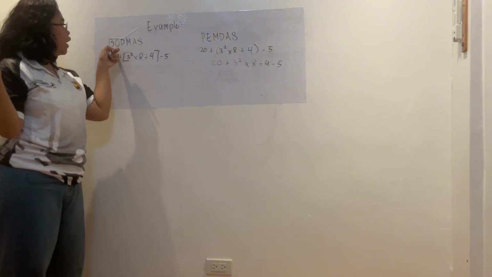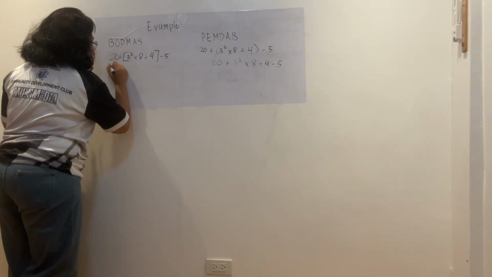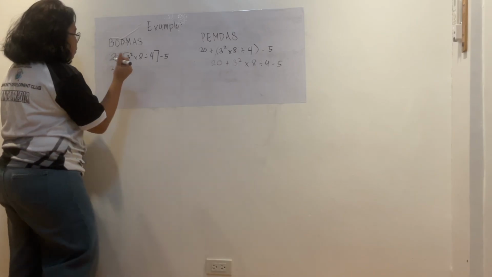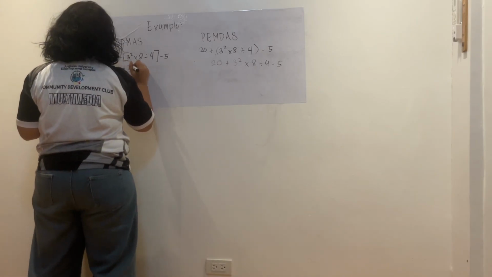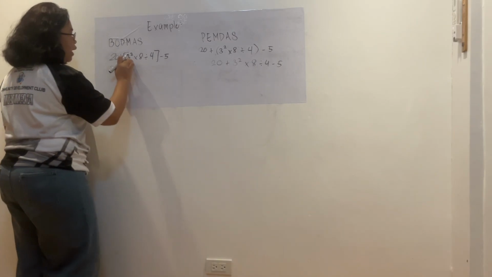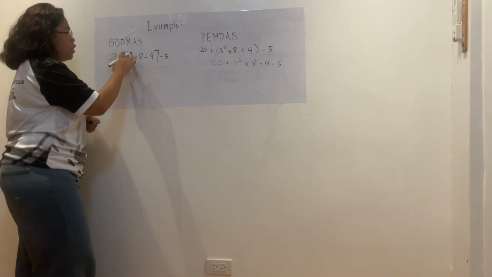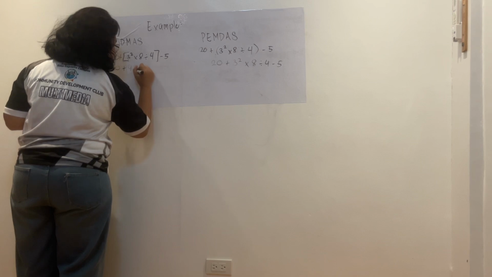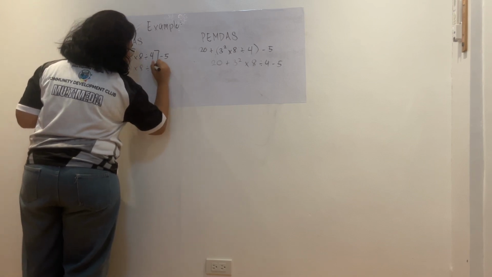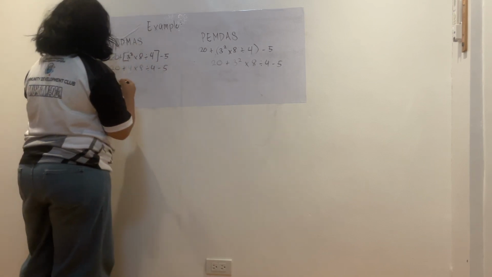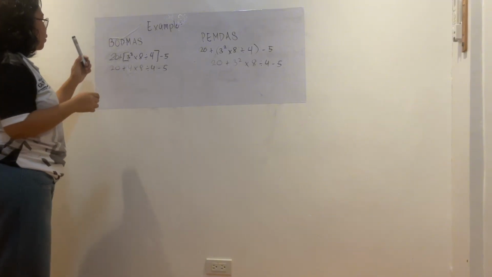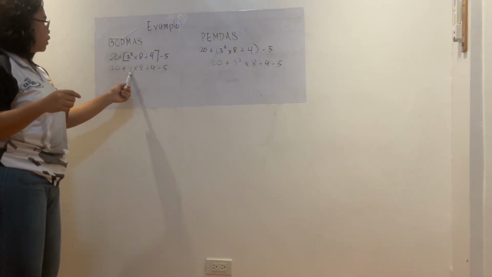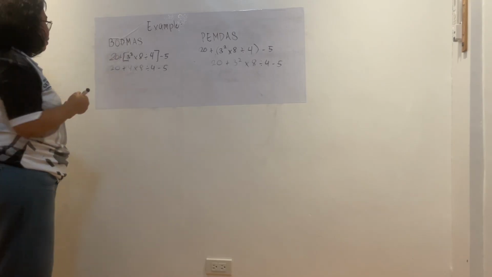So, para mawala ang kanyang bracket, i-bring down lang natin sila. Plus, so, ang order pala natin here is the 3 squared. So, 3 times 3 is equal to 9. Times 8, divide 4, minus 5. So, dahil nakuha natin ang kanilang order, now, let's go with the divide.